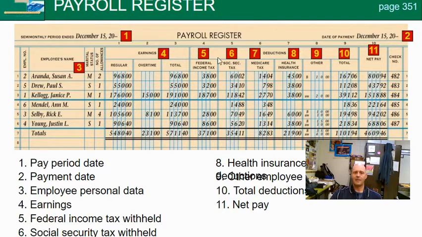Okay. Again, these are all of our employees for one pay period. I total and rule, making sure that my total earnings number adds up to my total deductions and my total net pay. These two numbers here add up to this same number here. When we get to Chapter 13, we will turn this into an actual cash payment journal entry.